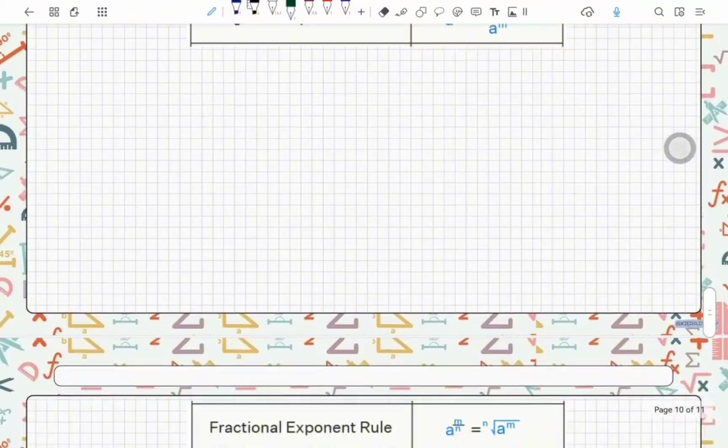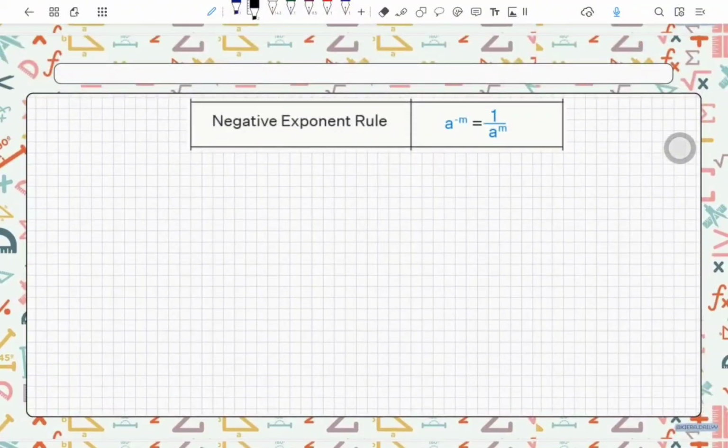Next, we have your negative exponent rule. Negative exponent rule means your exponent is negative and we are going to put it in a positive form. The easiest way to explain it is that we just move the base and the exponent to the opposite side of the fraction. So this one is over 1. We are just going to move this from the numerator to the denominator. If our negative exponent is in the denominator, we just have to put it on the top.